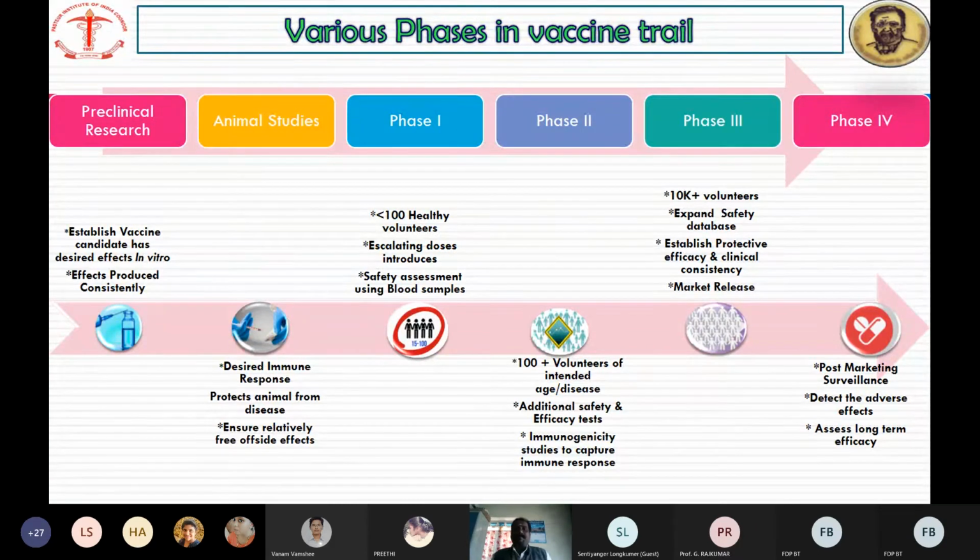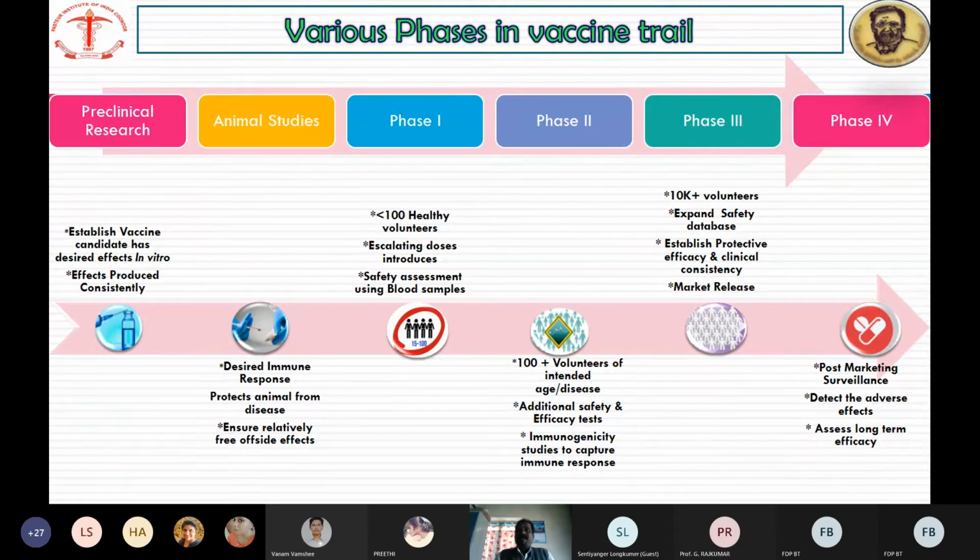Next, moving to phase 2. In phase 2, 100 plus volunteers intended for particular ages as well as diseases, with additional safety and efficacy tests and immunogenicity studies to capture the immune response. Here the immunogenicity is captured: what kind of seroprevalence and what kind of seroconversion happened. That entire thing we can confirm in phase 2.